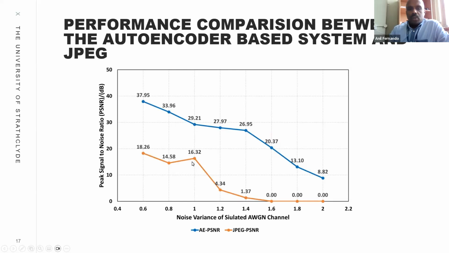You can see that the orange one is for the equivalent JPEG system, which failed completely after a noise variance of 1.6. Even at lower noise variance, the proposed system is producing much higher gain compared to the equivalent JPEG one. So 18 dB PSNR against 38 dB. We have about 20 dB coding gain for the proposed system under different noise levels compared to JPEG. This is the main advantage: the proposed system is more robust against channel errors compared to JPEG.